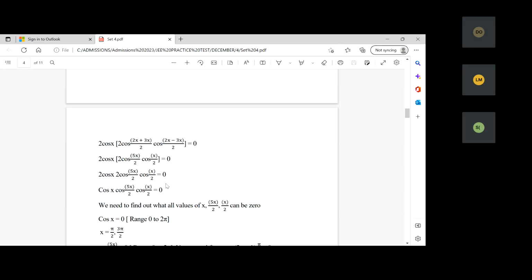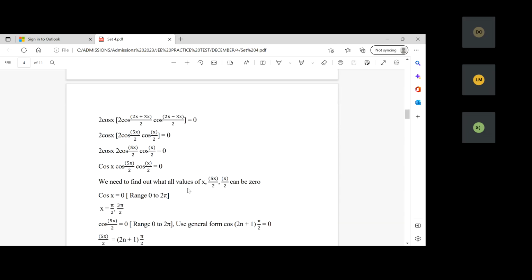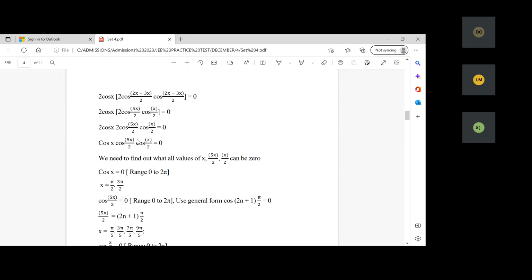So I need to find out, of all the values from the range 0 to 2 pi, which among this can be 0. So I'm just considering this as three cases. Case one is cos x. The range is 0 to 2 pi. We have the limit range from 0 to 2 pi. So from 0 to 2 pi, cos x is 0 at pi by 2 and 3 pi by 2.